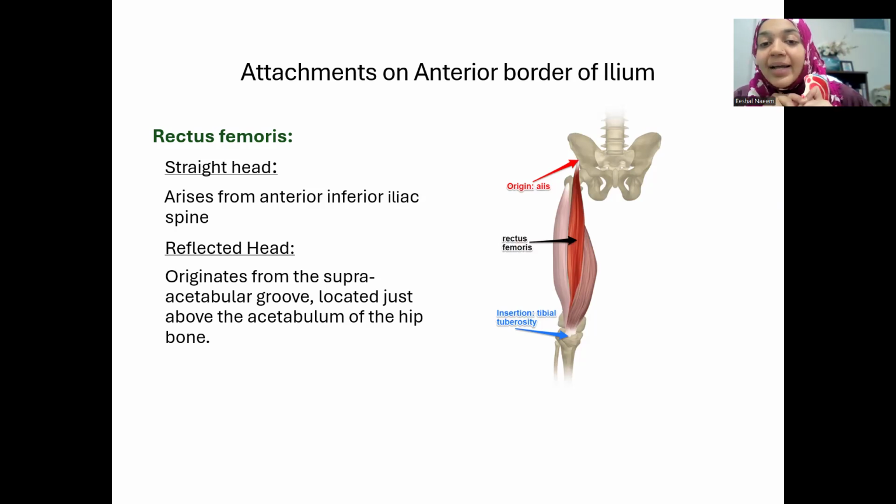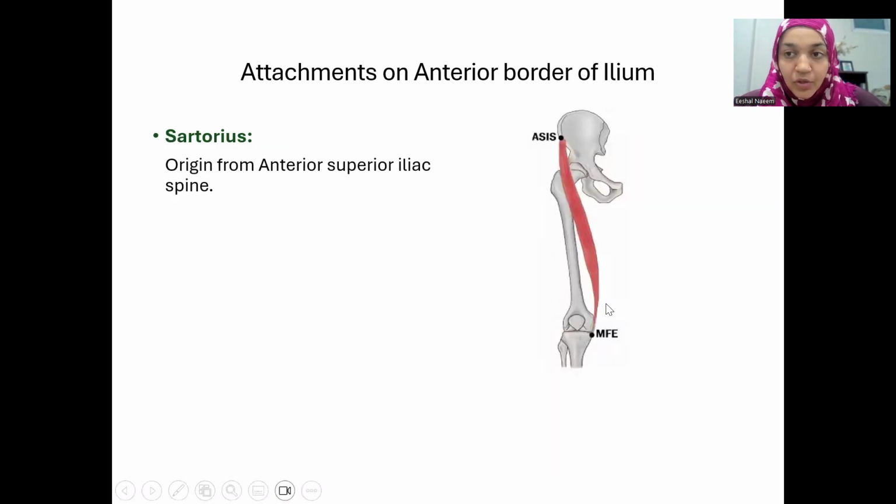So to reach the vastus muscles, you need to remove the rectus femoris from a gross model of the thigh. So the rectus femoris originates from the anterior inferior iliac spine, the straight head, and then there's a reflected head which originates from the supra-acetabular groove located just above the acetabulum of the hip bone. So this is where the two heads of the rectus femoris will take its origin from. And it will go and insert in the tibial tuberosity. That's your rectus femoris.